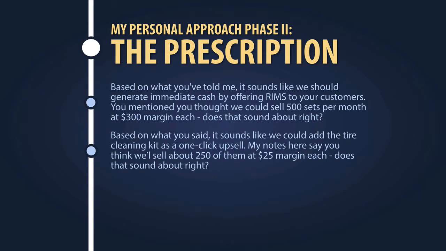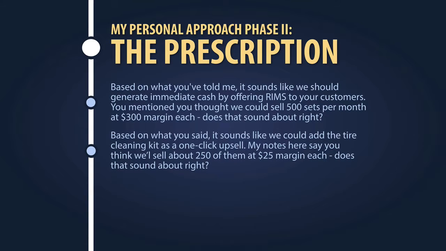I'll say, based on what you also said, it sounds like we could add the tire cleaning kit as a one-click upsell, and my notes here say that you think we'll sell about 250 of them at a $25 profit margin each. Does that sound about right? And he'll say, yeah, it sounds about right. And I'll do the math. I'll say 250 times $25, and that's $6,250. I say, well, you know what, it's not as exciting as $150,000, but it's still an extra $6,250. That's almost $80,000 a year. It's better than a poke in the eye, don't you think? They'll say, yeah, man, $6,200, right?